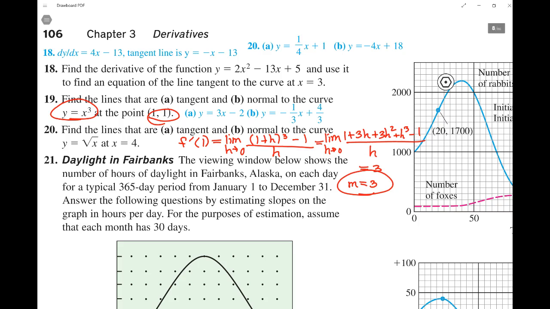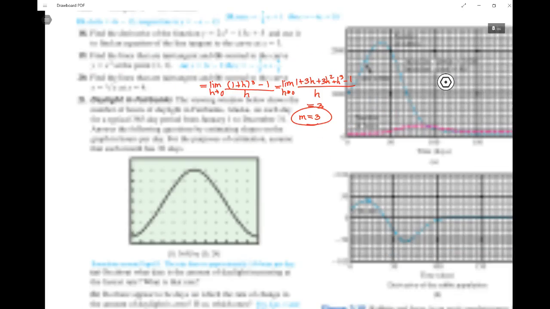Okay. All right, that was 19. 21. Okay, Grant had a question on it. Okay, so 21.